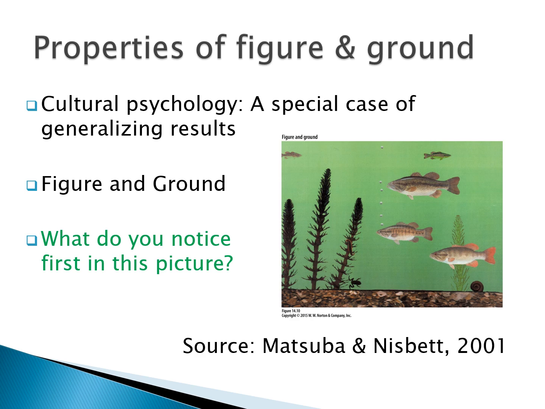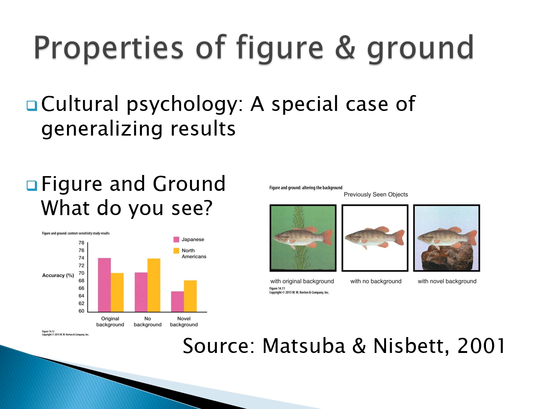In this study by Masuda and Nisbett, they were looking at what was remembered from this picture. I'll ask you, what do you notice first in this picture? Most of my students say the fish. Every once in a while someone says the plants or that little frog thing at the bottom. Most of us say we're noticing the things in the picture, and if I asked what you were most likely to remember, it would be those things, the objects in the picture.